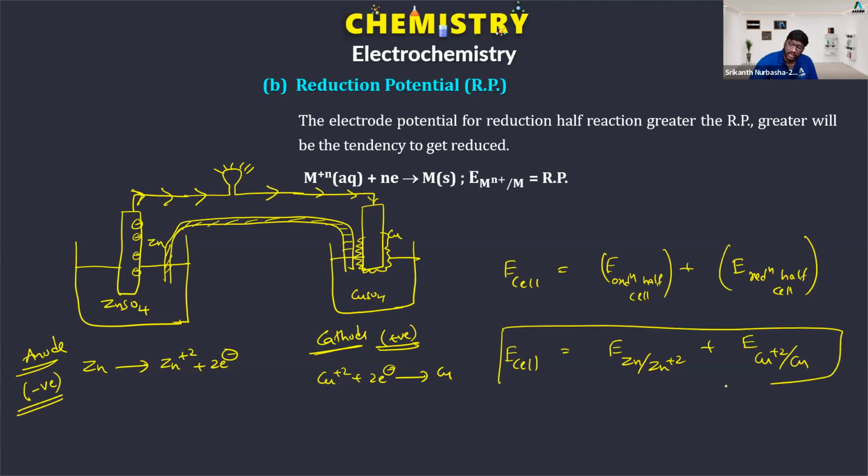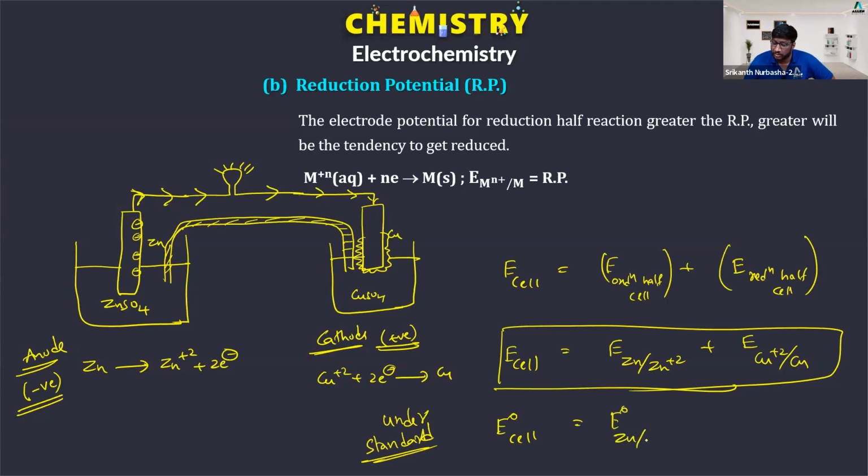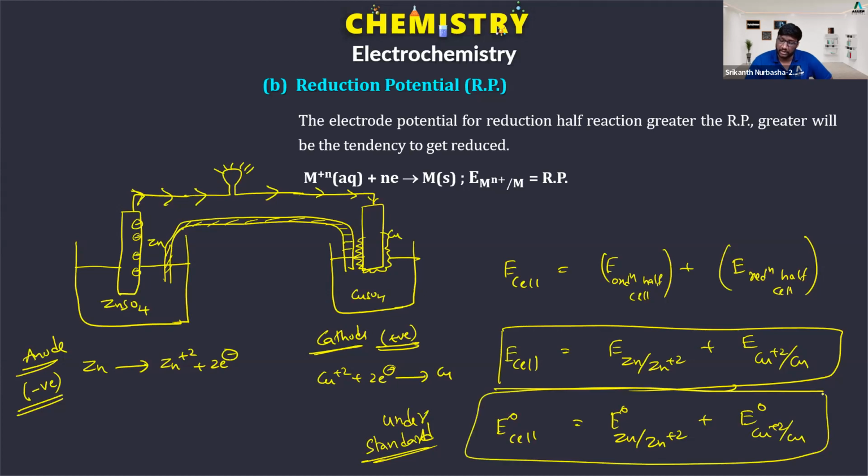And if you do the same thing under standard conditions, what can you write? E naught of cell, you write E naught. Standard condition means the concentration of ZnSO4 and CuSO4 should be 1 molar, temperature should be 298 Kelvin, pressure should be 1 bar. So E naught of cell is equal to E naught of Zn to Zn+2, the standard oxidation potential of the anode, plus the standard reduction potential of the cathode. This is how you can write the electrode potential of the total cell. Is that clear, students? Yes, sir.